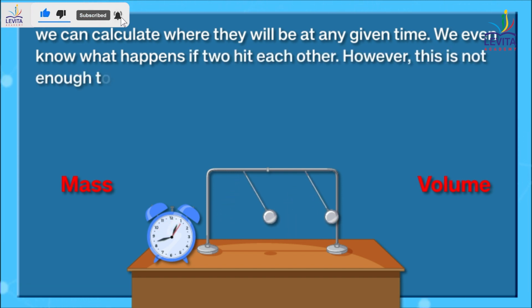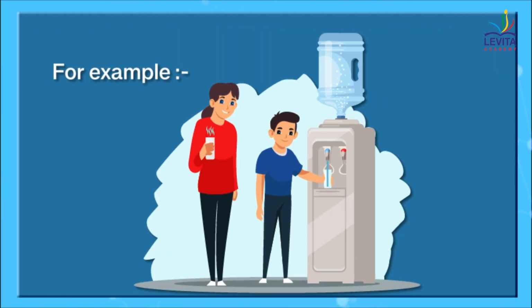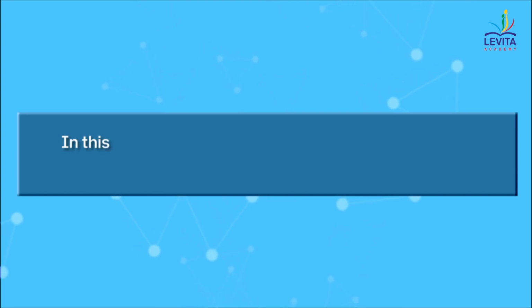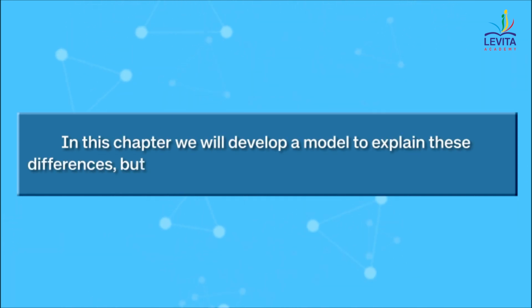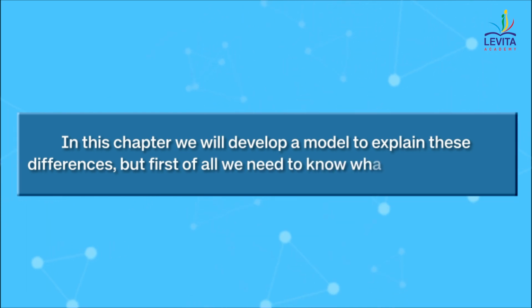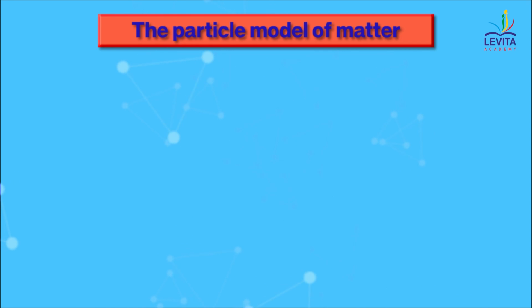However, this is not enough to describe all the differences between objects. For example, by simply holding different objects, we can feel that some are hot and some are cold. In this chapter, we will develop a model to explain these differences, but first of all, we need to know what is inside matter. The particle model of matter.